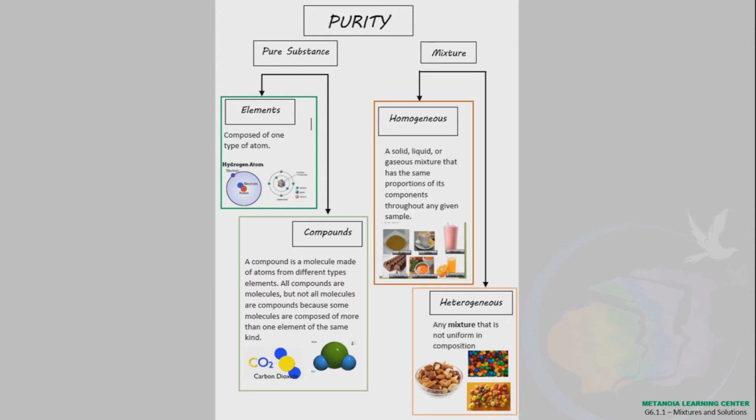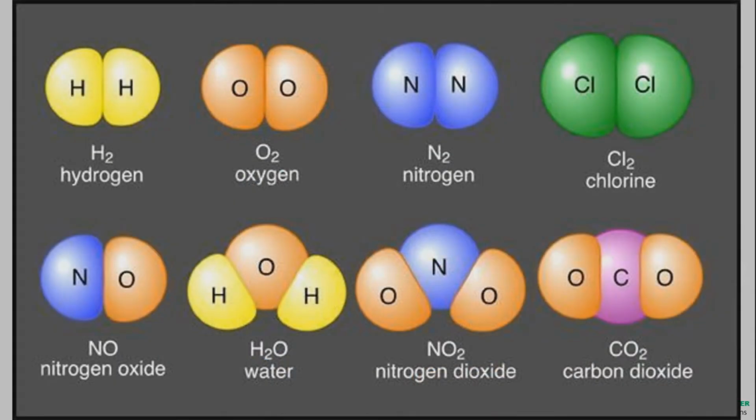All compounds are molecules, but not all molecules are compounds because some molecules are composed of more than one element of the same kind. For instance, all of these are molecules, as molecules consist of two or more of the same or different elements, while compounds should consist of two or more different elements.